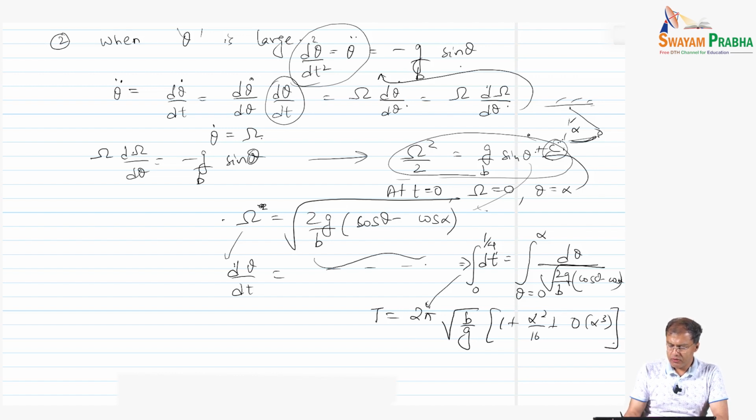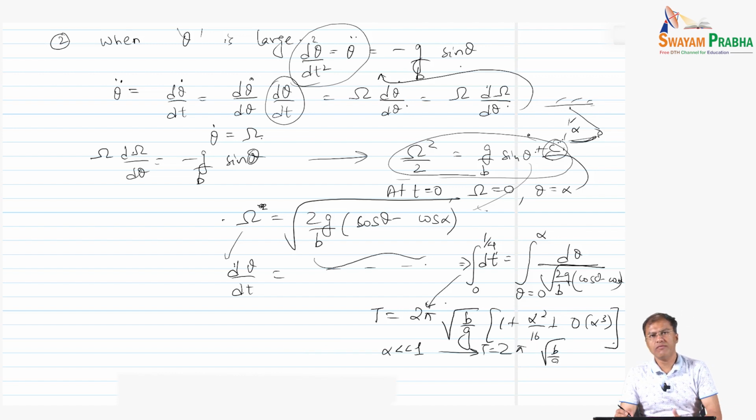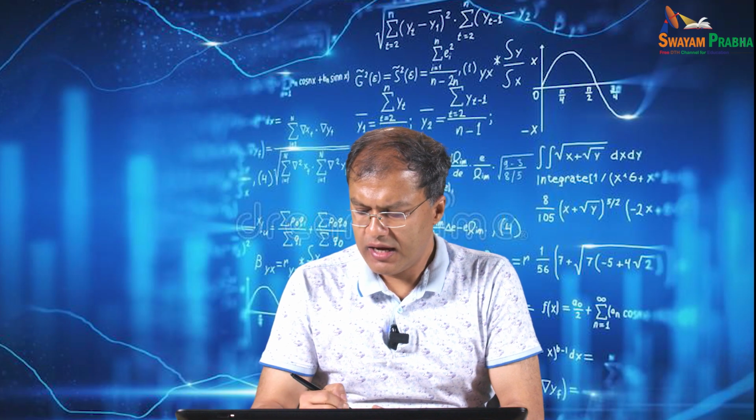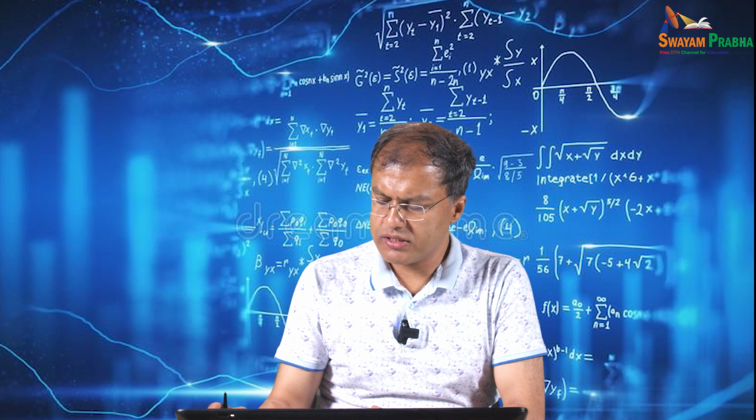So what have we got? For small oscillations, if alpha is small enough, we get back our original period to be this 2 pi by square root b over g, which was the case that we had just now seen in the first case. And so this is my more general scenario.